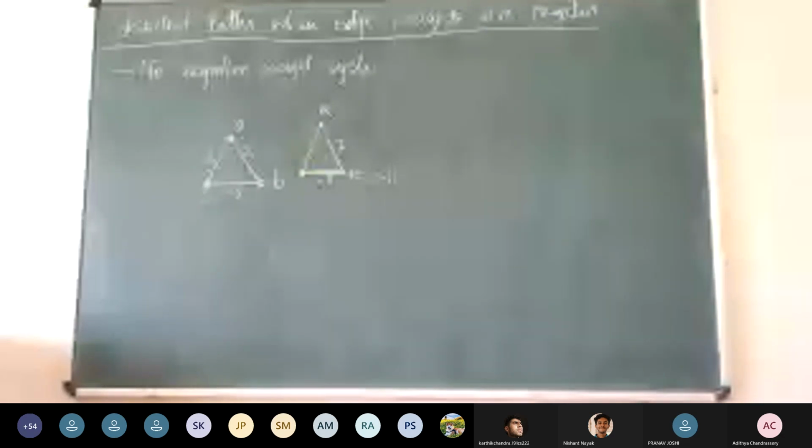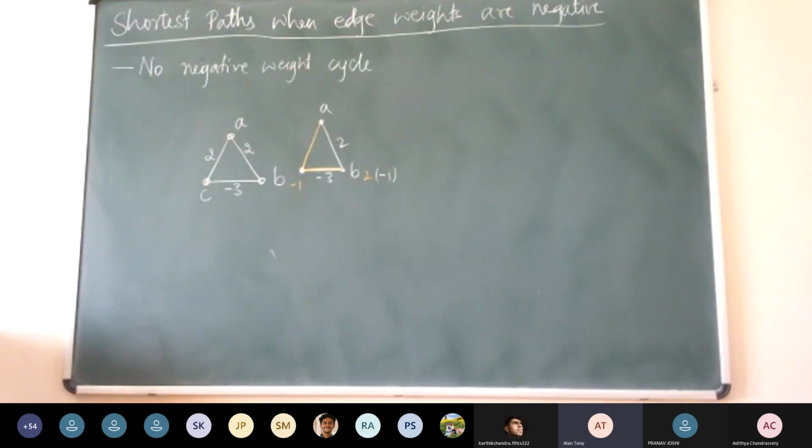It will also lead into an infinite loop, because the weights will keep decreasing as we keep updating. First, distance of C will become -1. Since it's updated, distance to B will again become -4, and then it'll keep decreasing.